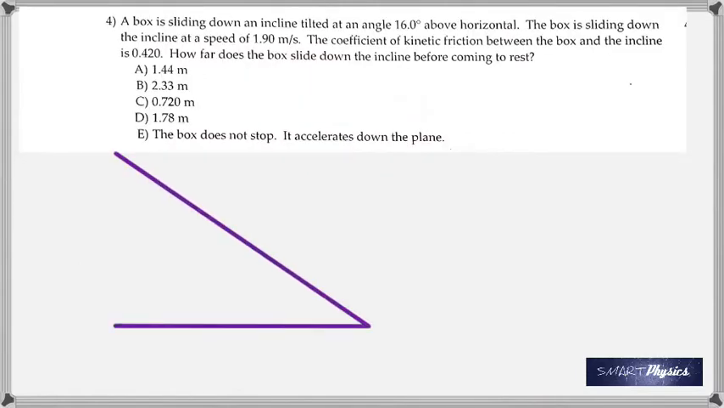In this fourth question, a box is sliding down an incline tilted at an angle of 16 degrees above the horizontal. The box is sliding down the incline at a speed of 1.90 meter per second, which means that's the initial velocity. The coefficient of kinetic friction between the box and the incline is 0.420. How far does the box slide down the incline before coming to rest? Which means the final velocity is 0. So you know the initial velocity, you know the final velocity. You're asked to find how far it slides, which is delta x.